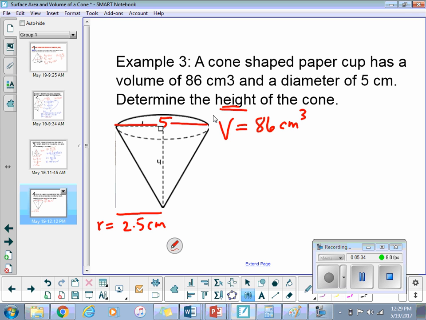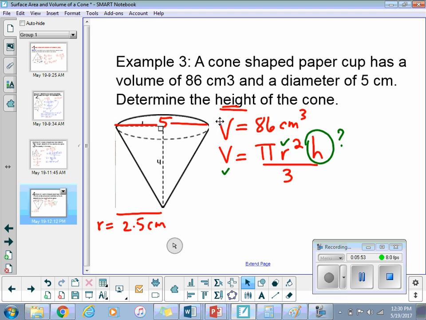Well, let's recall the equation to calculate volume. We know volume is equal to pi r squared times the height divided by 3. So do we have everything we need to calculate height? We have volume, we have radius, so we need to solve for height. Let's plug everything in and solve for h, or you can try and rearrange the formula and then solve for h, that's up to you. But rearrange, plug in, and come back and check your work once again.